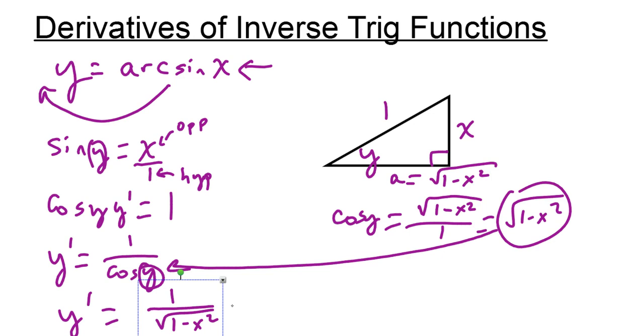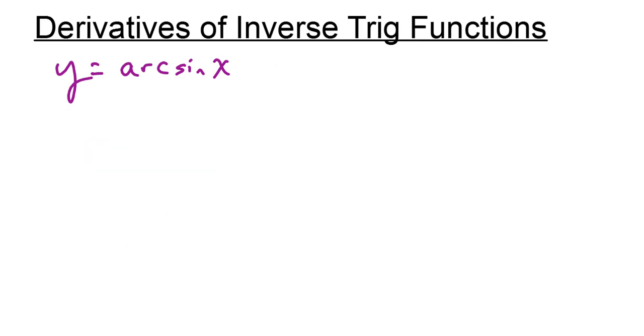All right, so I've shown you how it's derived or how I got that. So now let me just clean it up and let's see what we know. If I'm given the inverse function y equals arc sine of x, then I know that the derivative of this function is, well, I believe I got 1 over the square root of 1 minus x squared, right? All right?